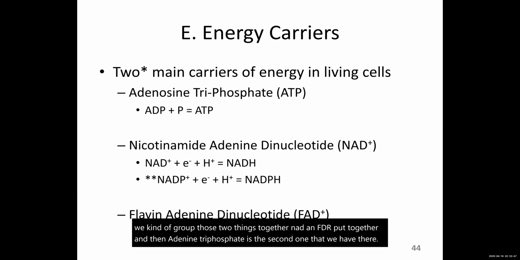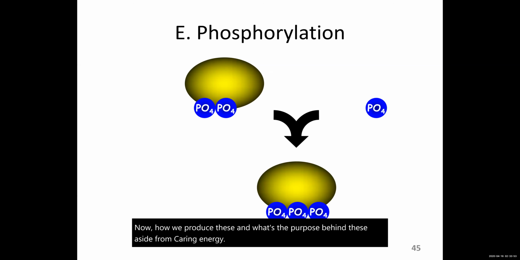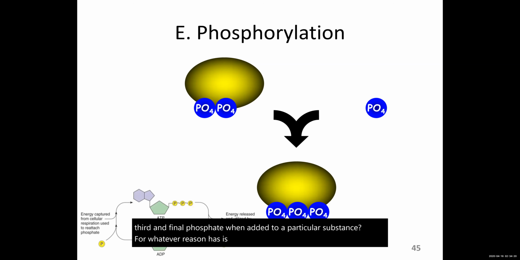Now, how do we produce these? And what's the purpose behind these, aside from carrying energy? Well, the most basic concept that we get to learn overall in this class is the subject of one of those 6 chemical reactions we talked about in topic B, which is phosphorylation. Now, the idea here is a very simple concept: to add a phosphate group, one of those functional groups that we covered in topic B as well. That third and final phosphate, when added to a particular substance, for whatever reason, is what we call a high energy bond. In other words, that one being contained in there, when removed again, releases a lot of energy.